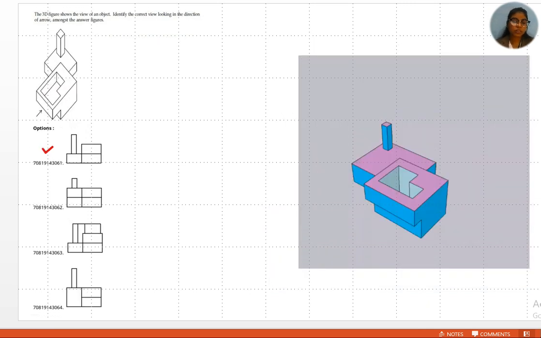So this is your next question. Okay, the 3D figure shows the view of an object. Again, the view of an object is given to you, and you have to identify the correct view looking in the direction of the arrow among the answer figures. Fine.